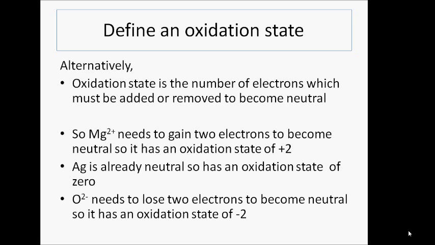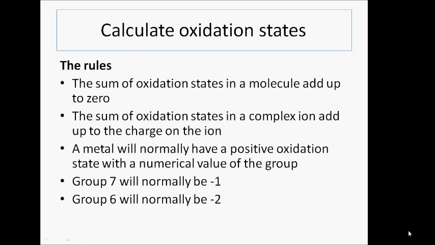Our third example is then O2-. The oxide ion O2- needs to lose 2 electrons to become neutral because it has 2 more electrons than it has protons. So in order to become neutral and have the same number of protons as electrons, it needs to lose those 2 electrons. So the oxidation state of O2- is -2 because it needs to lose 2 electrons to become neutral. So hopefully you now have a definition of the oxidation state and can easily identify the simple ions.